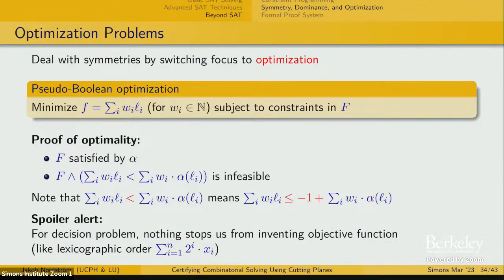And now, once we have this more general optimization setting, nothing stops me from solving decision problems while at the same time minimizing, say, the sum of 2 to the i times x_i. What does that mean? Well, I'm sort of searching for the lexicographically smallest satisfying assignment.